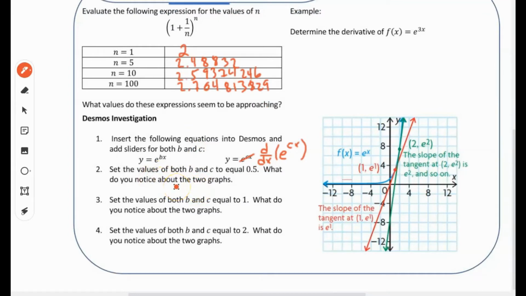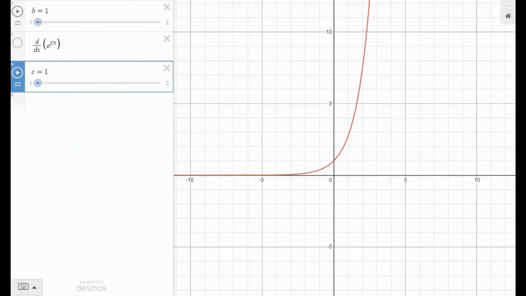So what I'm going to do is, using Desmos, we're going to graph two things. One, e to the power of b times x. We're also going to graph the derivative of e to the power of c times x. And then we're going to compare them when both b and c are 0.5, 1, and 2. So I already have that here. So here is e to the power of b x, where b is 1.